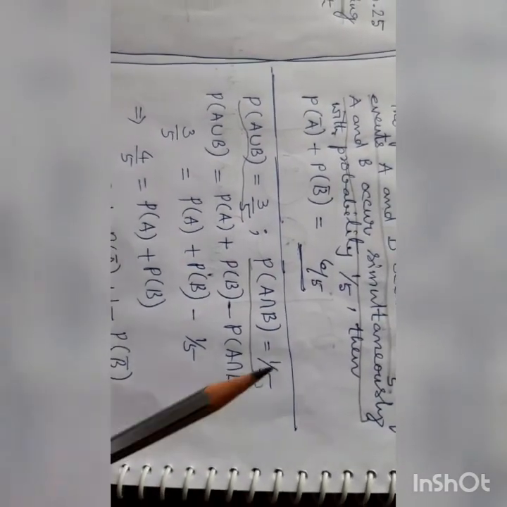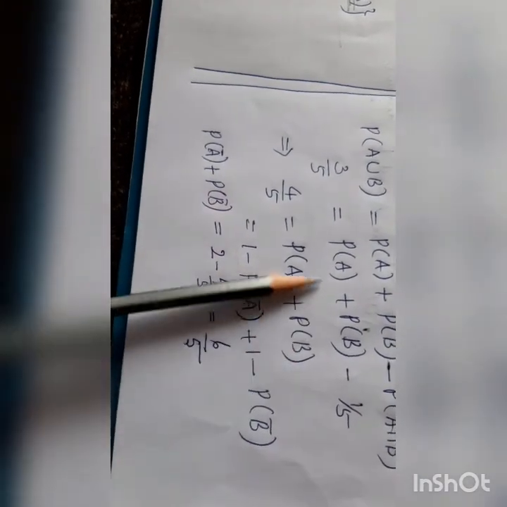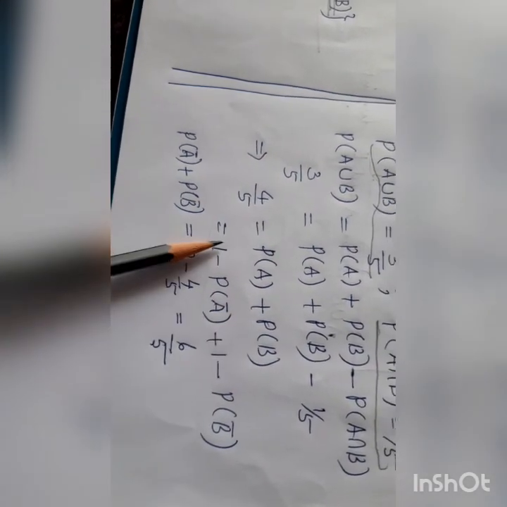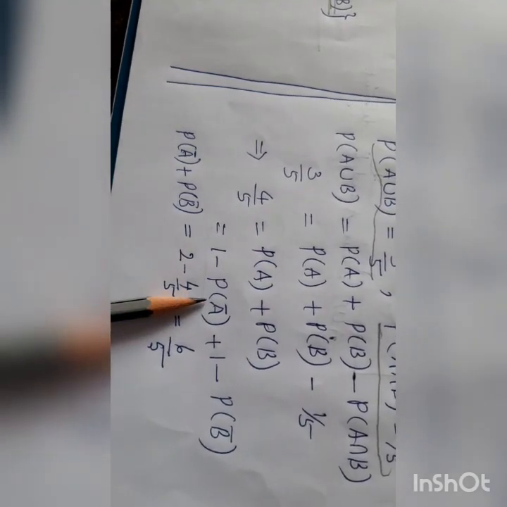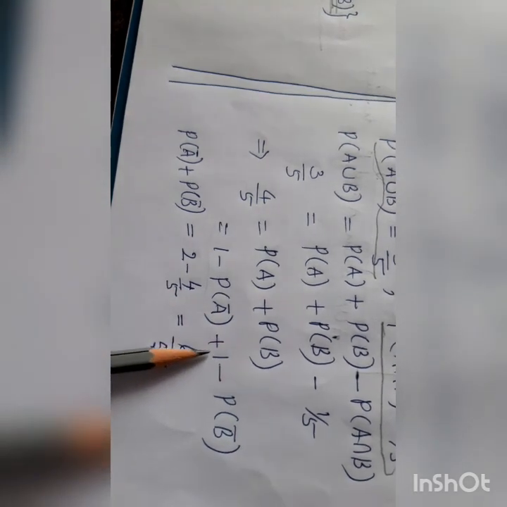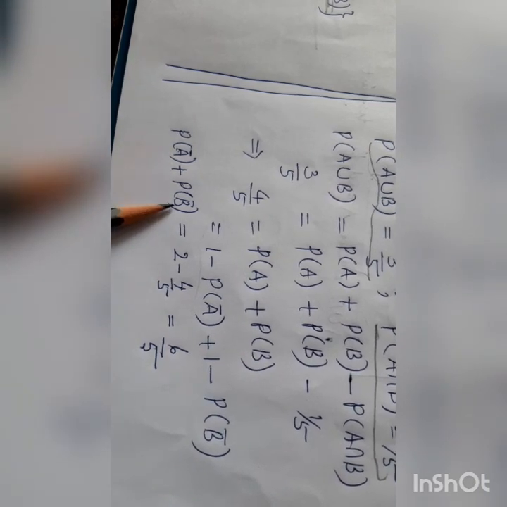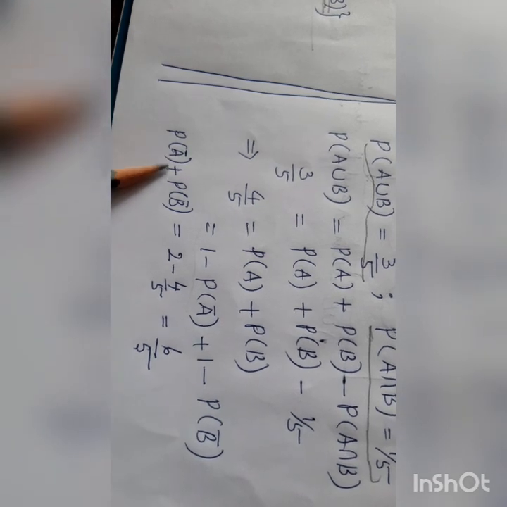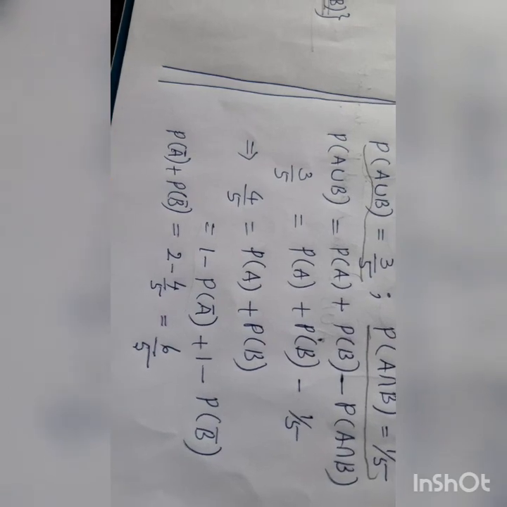Therefore, P of A plus P of B is how much? 3 by 5 plus 1 by 5, 4 by 5. Now we want A bar, B bar. What is P of A? 1 minus P of A bar. What is P of B? 1 minus P of B bar. So P of A bar plus P of B bar equals 2 minus 4 by 5, which is 6 by 5. This is P of A bar plus P of B bar, that is the requirement of us.